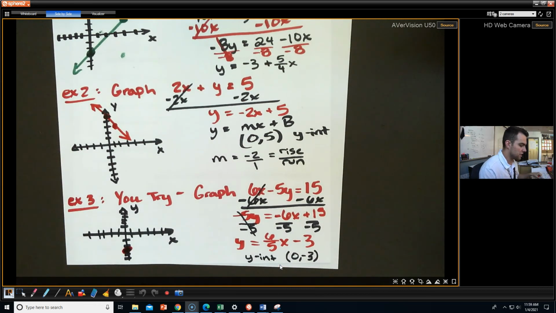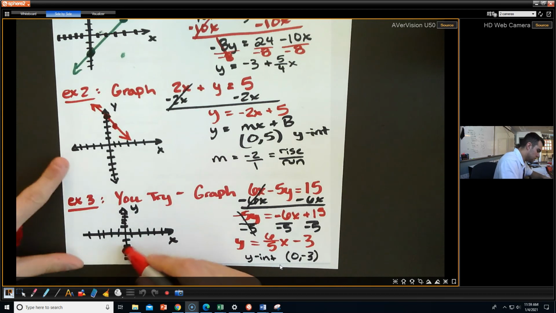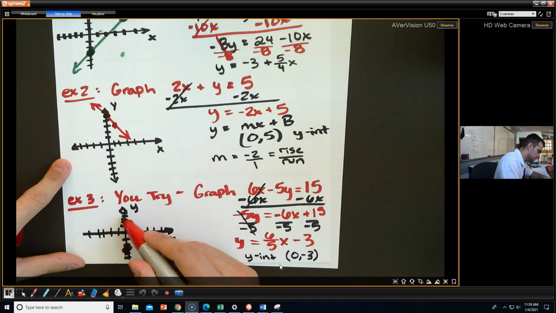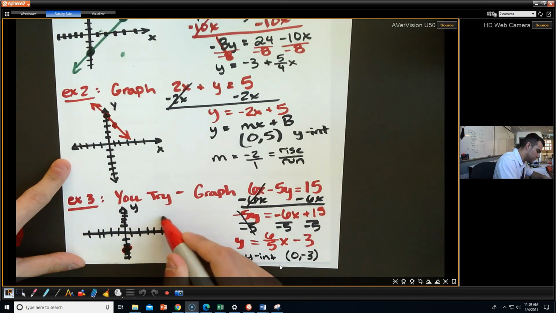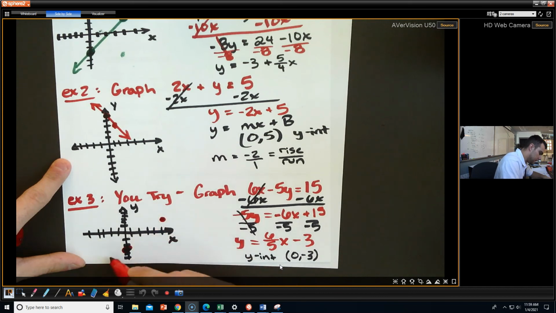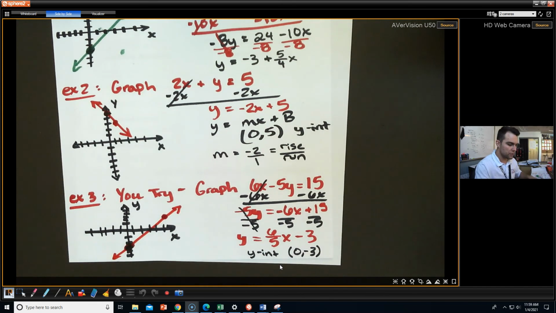Then our next point is going to be, well, using our rise over run, we have a rise of 6 over a run of 5. So I'm going to go up 6 units. 1, 2, 3, 4, 5, 6. And I'm going to go to the right, because it's positive 5, the right 5 units. 1, 2, 3, 4, 5. And we are done.